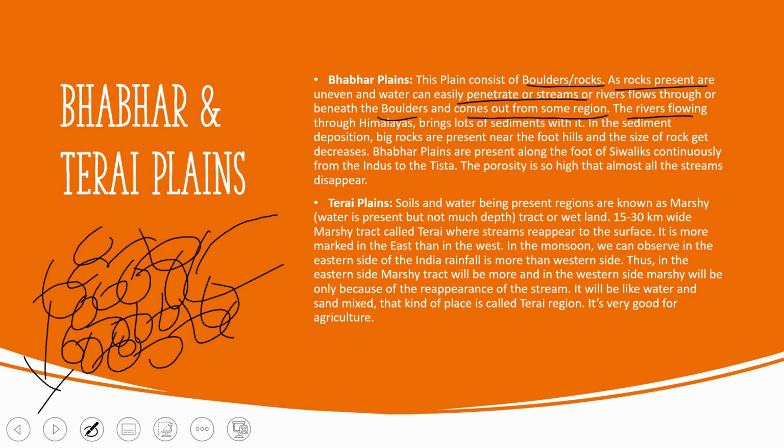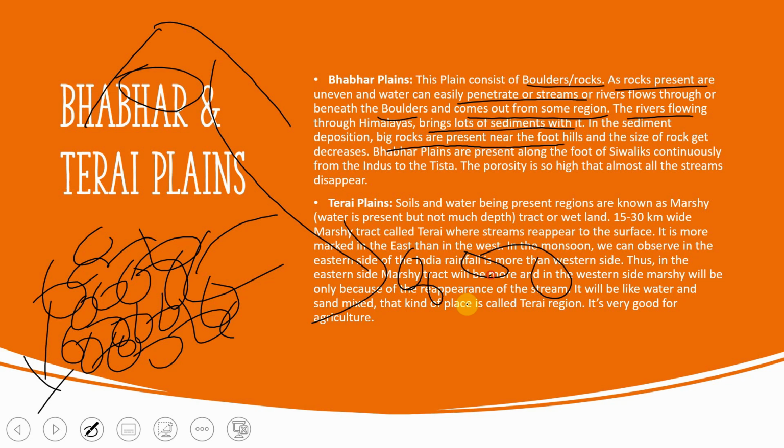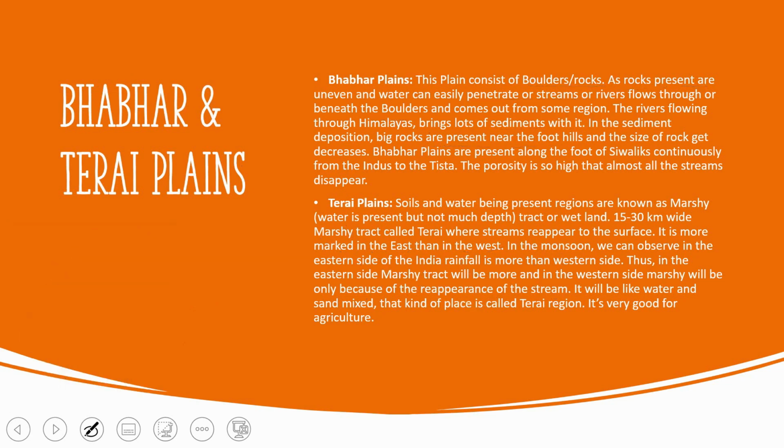The rivers flowing through the Himalayas bring lots of sediments with them, and in the deposition, big rocks are present near the foothills of the Himalayas and the size of the rock decreases. Near the mountain you get large sizes because it is part of the mountain, and as you go away from it the size of the rock decreases because of the rocks hitting and breaking together. Bhabhar plains are present along the foothills of the Shivaliks continuously from the Indus to the Tista. The porosity is so high that almost all the streams disappear.